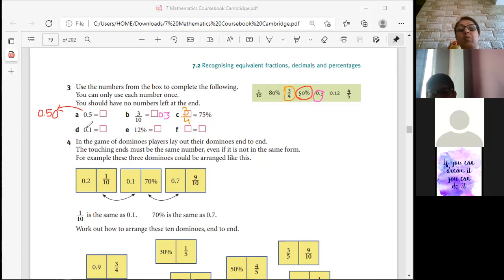Now 0.1. How can it be written as? 1 upon 10. 12%. What is 12%? 0.12, because 12 upon 100. 12 upon 100 means 0.12. Getting me? Yes.